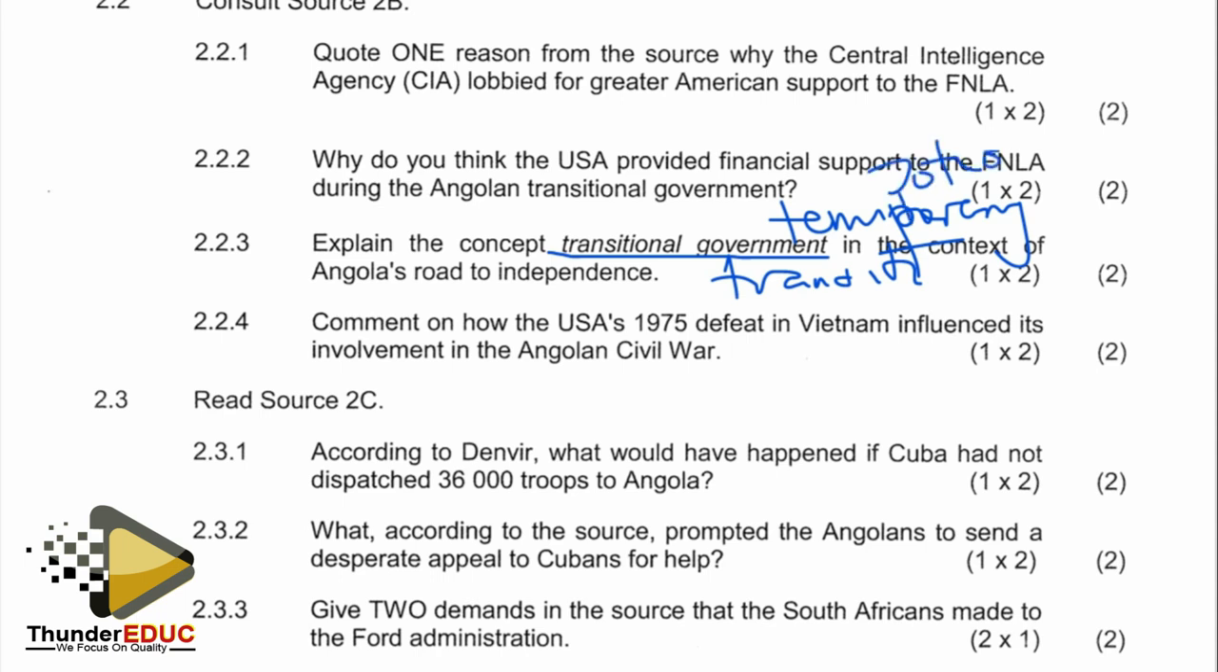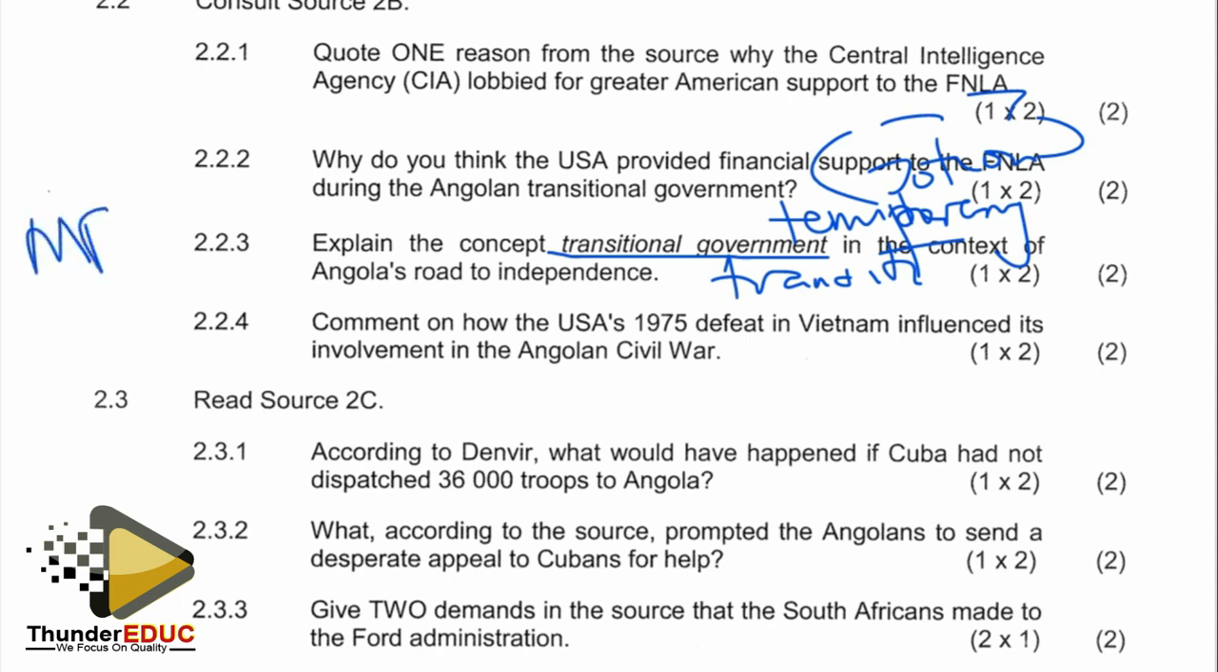A transition, we are in a phase of movement. We are coming from this state to the next state. So as we are moving from one state to the other, it means we need a government which is going to manage the affairs temporarily. So in the context of Angola here, we are saying there was a power sharing government which was put between the MPLA. This is the transition for Angola.